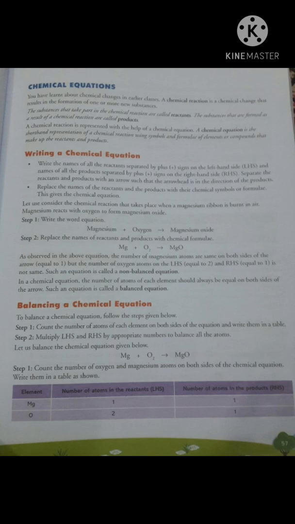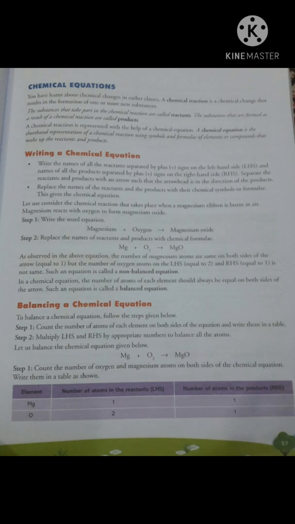A chemical reaction is represented with the help of a chemical equation. A chemical equation is the shorthand representation of a chemical reaction using symbols and formulae of the elements or compounds that make up the reactants and products, instead of writing the full names of the substances involved in the chemical reaction. If we use symbols and formulae of the elements or compounds that are part of the reactants and products, then it is a chemical equation.